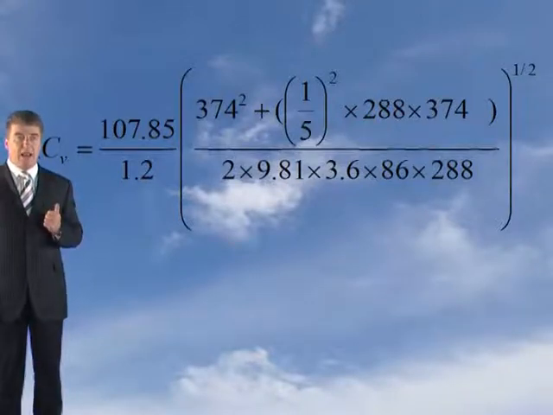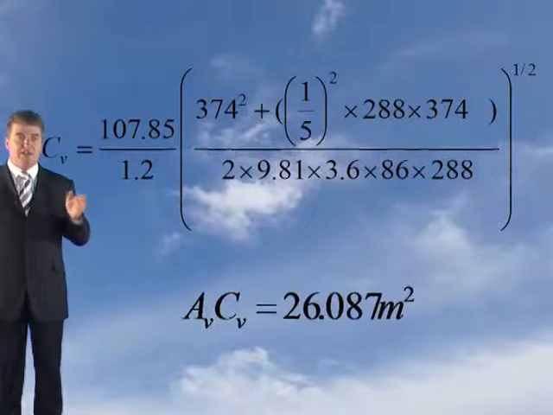And if you multiply that out, you should have got an AVCV of 26.087 square metres. That is the aerodynamic free area. Now that covers this step. So we've worked out what the AVCV is.